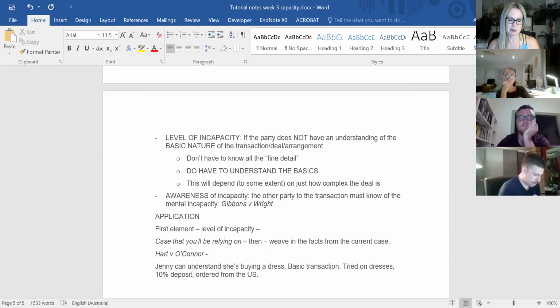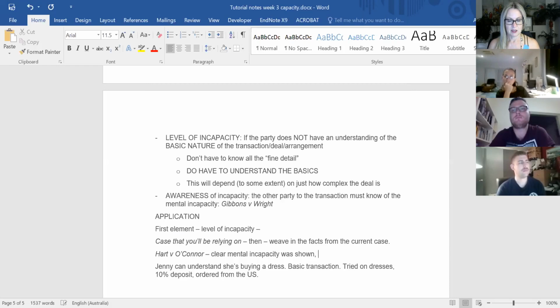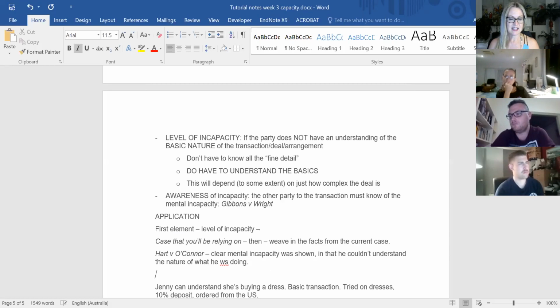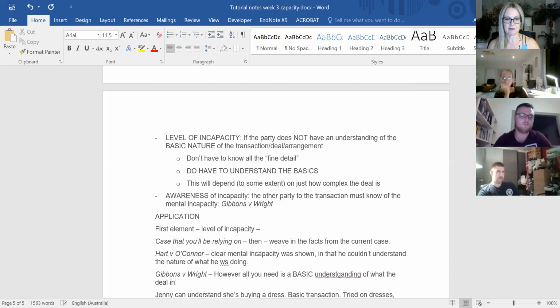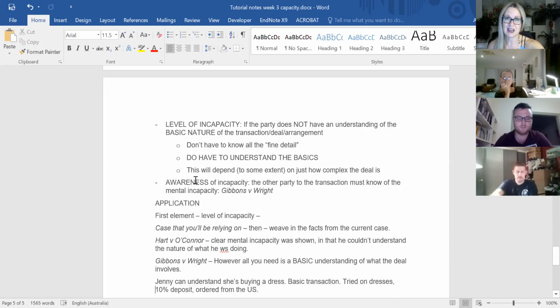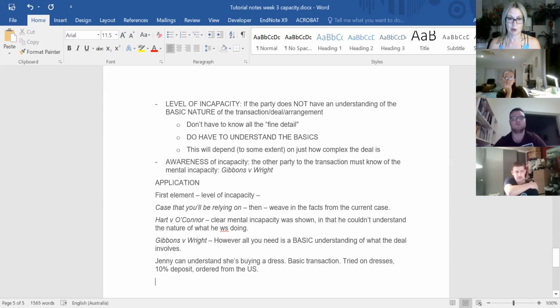I'm just flipping through the facts in my mind. We had clear mental incapacity shown in that he couldn't understand the nature of what he was doing. Here, you put in Gibbons or Wright. However, all you need is a basic understanding of what the deal involves. Yep. So you'd be telling me a little bit about the facts from Gibbons and Wright. Then you'd go on to say, well, of these cases, what is our case most like? Well, this is a basic transaction. It certainly seems from the facts that Jenny can understand what she's doing. She's tried on stuff. And I think that we would probably be safe there.